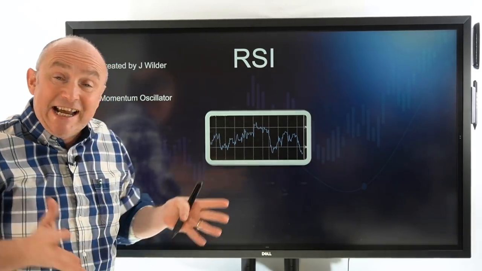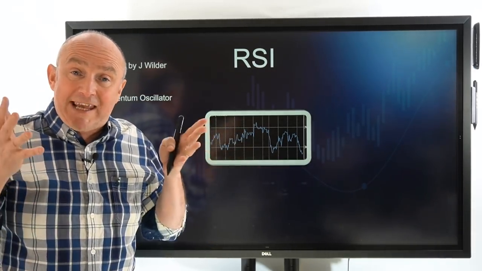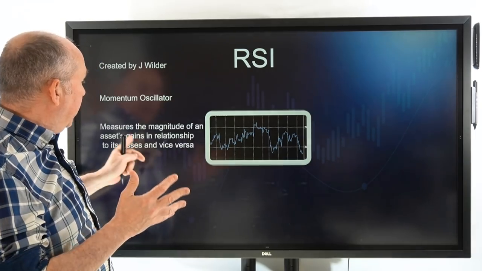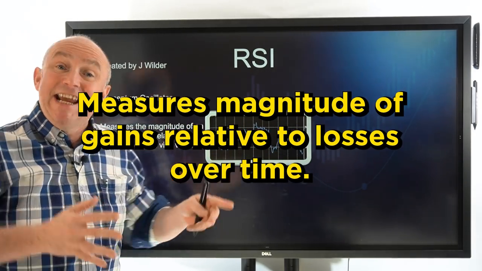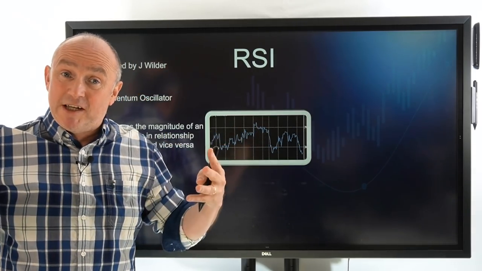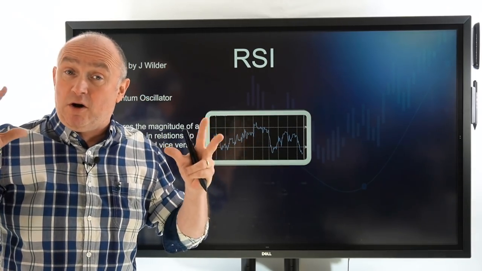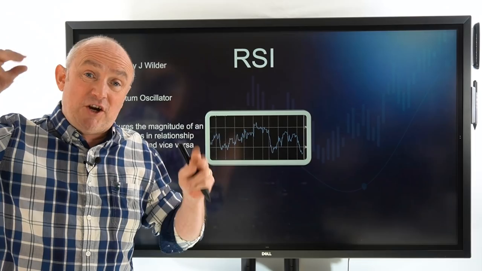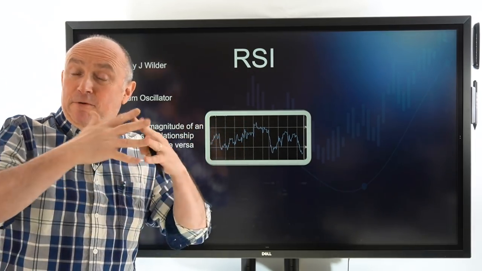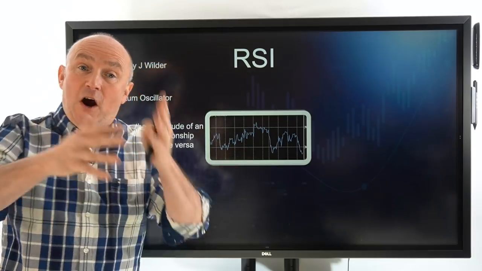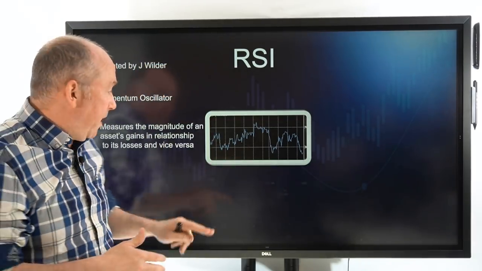But momentum basically measures the speed of the asset's move. Okay, so it measures the magnitude of the asset's gains in relationship to its losses over a certain period of time. In the next slide, I'm going to show you the formula, which might explain that a little bit more. But it's basically comparing the gains in a period over the losses in a predefined period.